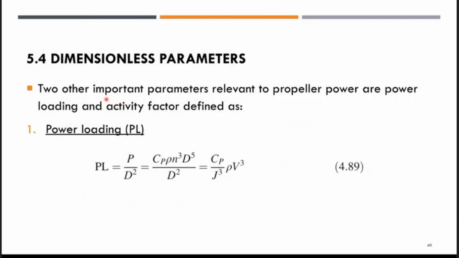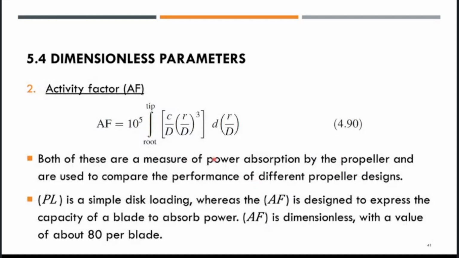Two other important parameters which are relevant to propeller power are actually the power loading and the activity factor. We can first look at power loading, PL, right? The expression for power loading is given over here, equation 4.89, and the activity factor, AF, is also expressed over here, equation 4.90. Bear in mind that both of these are a measure of power absorption by the propeller and are used to compare the performance of different propeller designs.